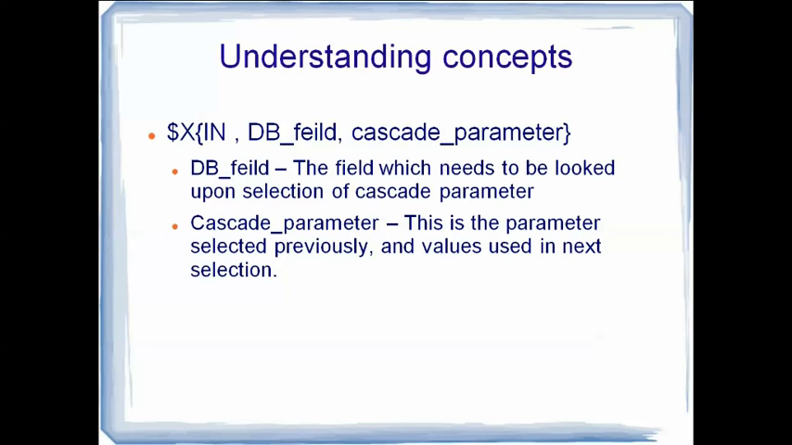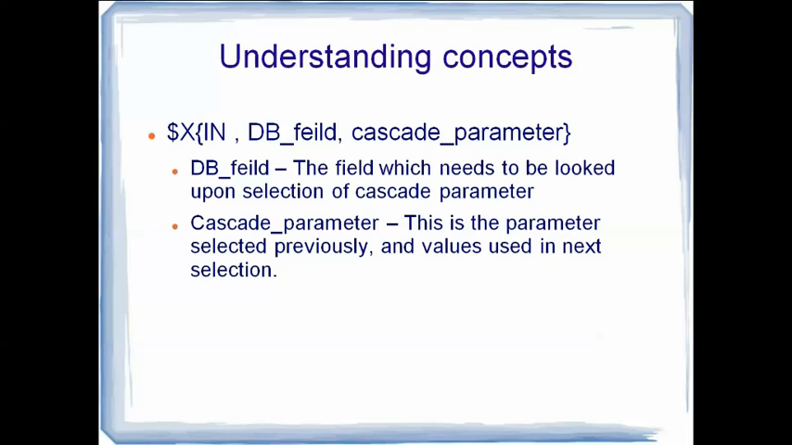This concept of $X in brackets, comma, DB field, comma, cascade parameter. Now this is basically the collection parameter. It could be a collection parameter or a multi-select parameter or whatever we need to have in our report, as we need a multi-select or a single select or a radio or anything, whatever may be the requirement. So this is how it should be in the where clause of the report.